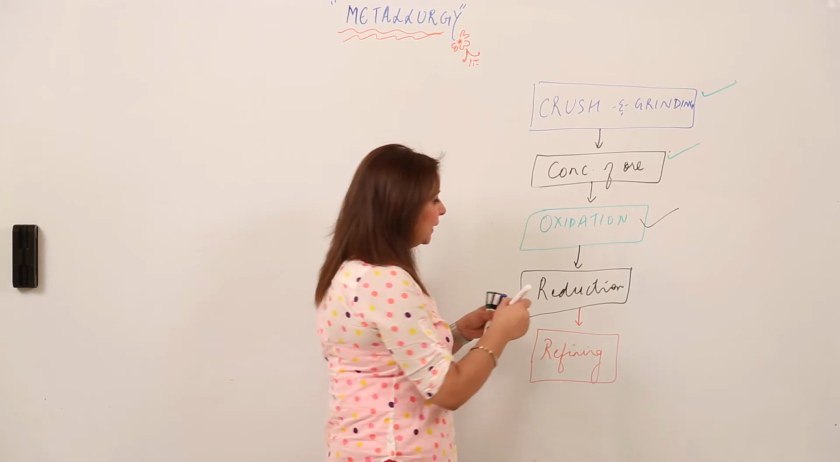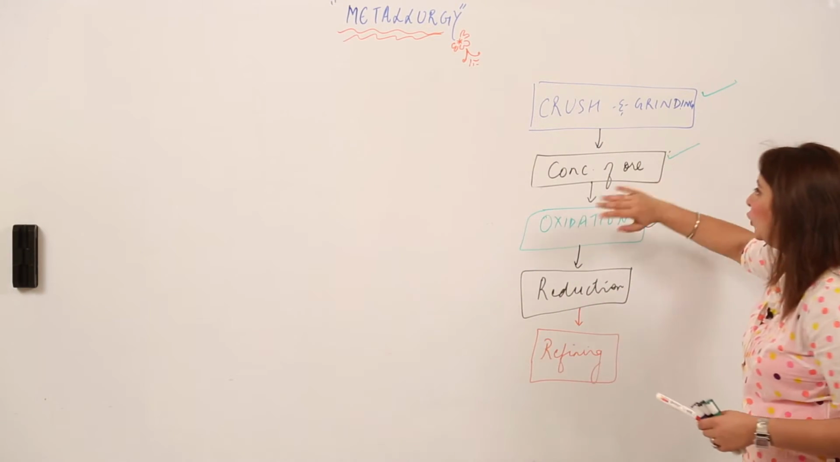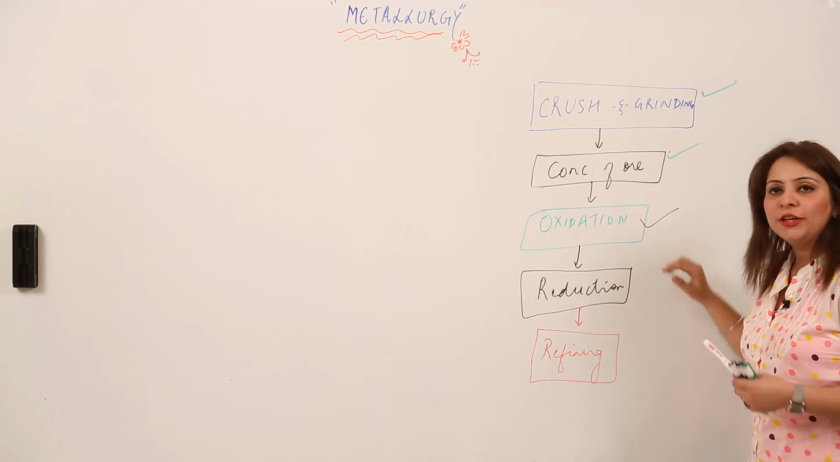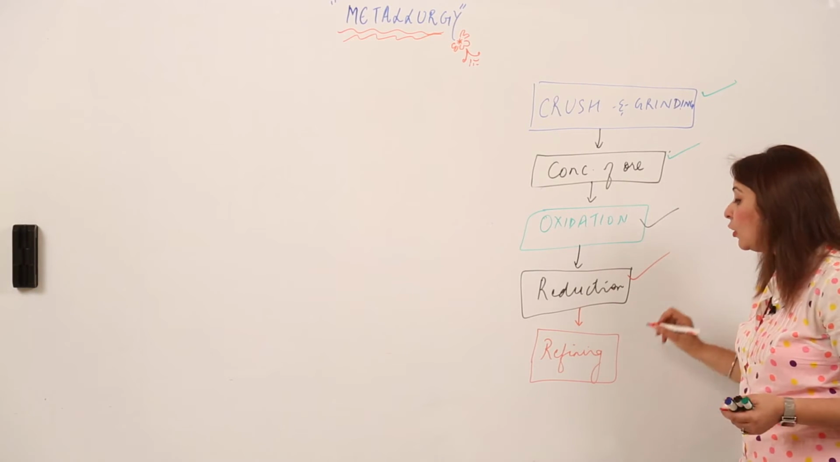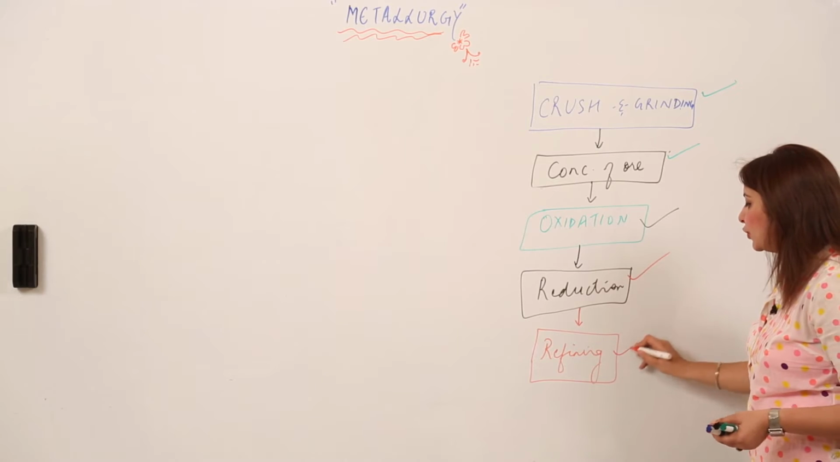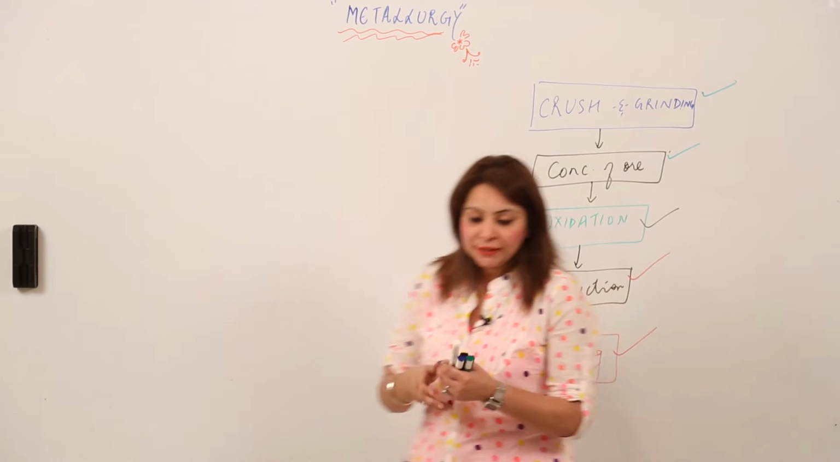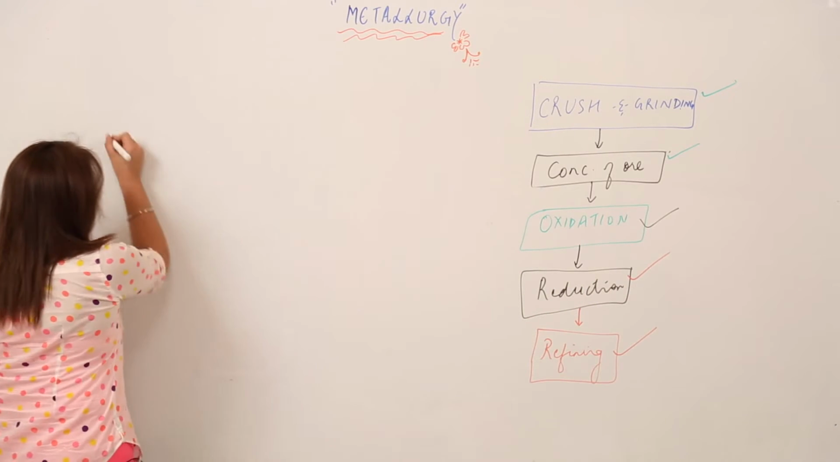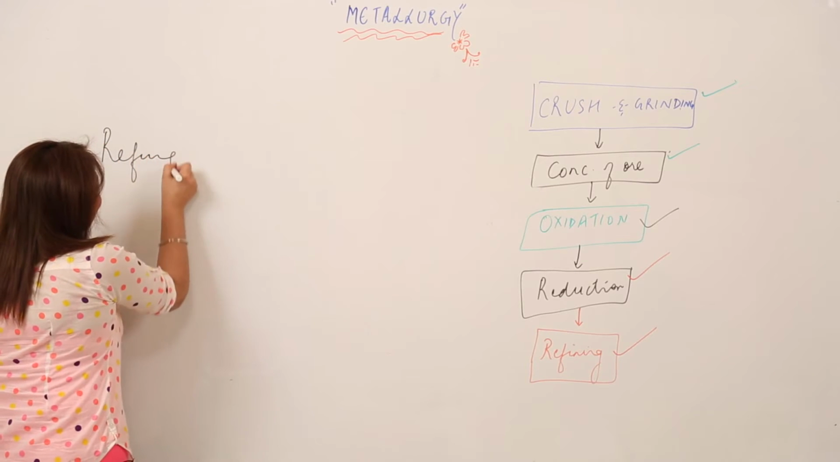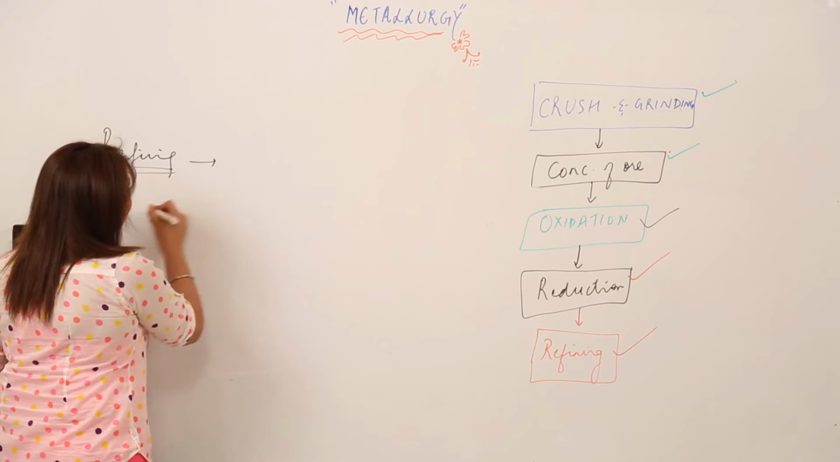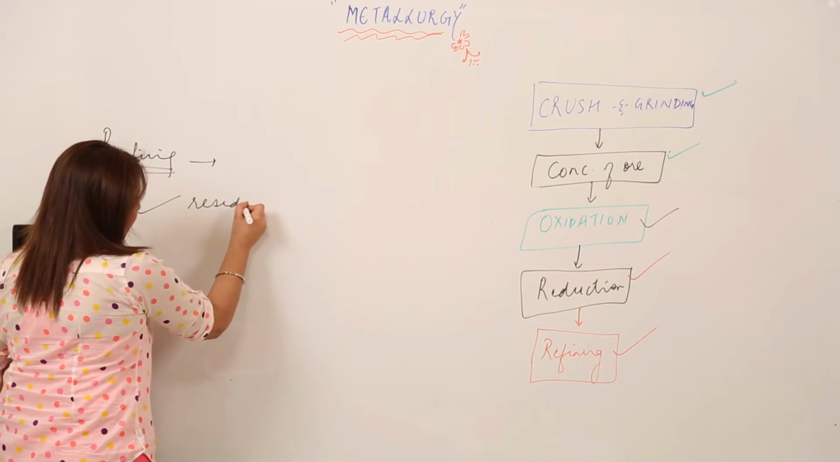Now, as we have done the crushing and grinding, the concentration of ore, the oxidation, and the reduction, the last step which is used is called refining. So, what is actually refining? Refining is actually done to remove the residual impurities.